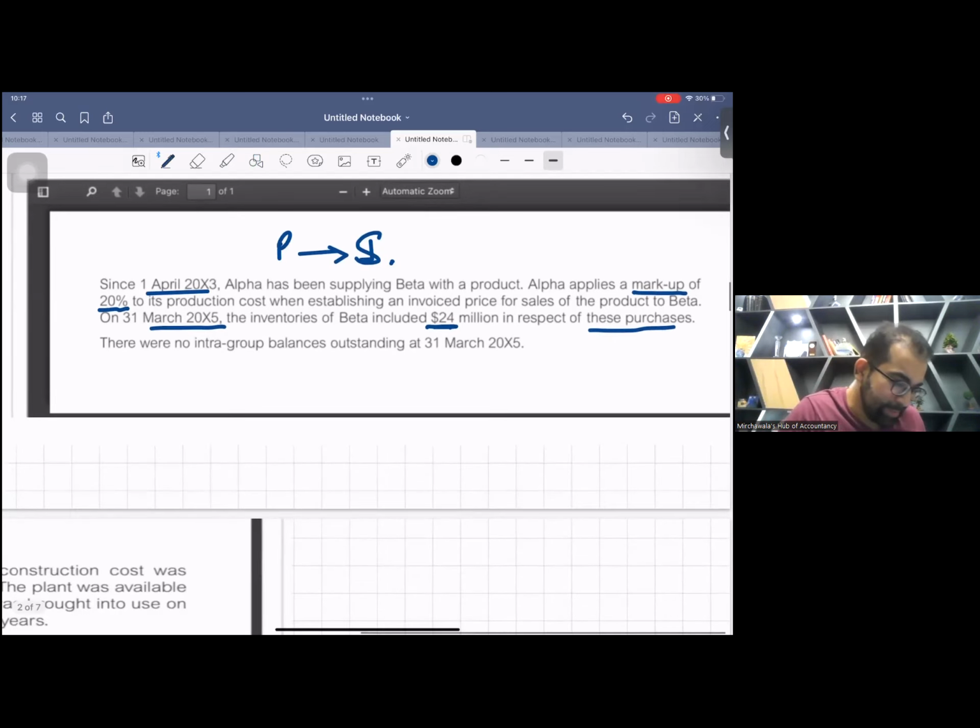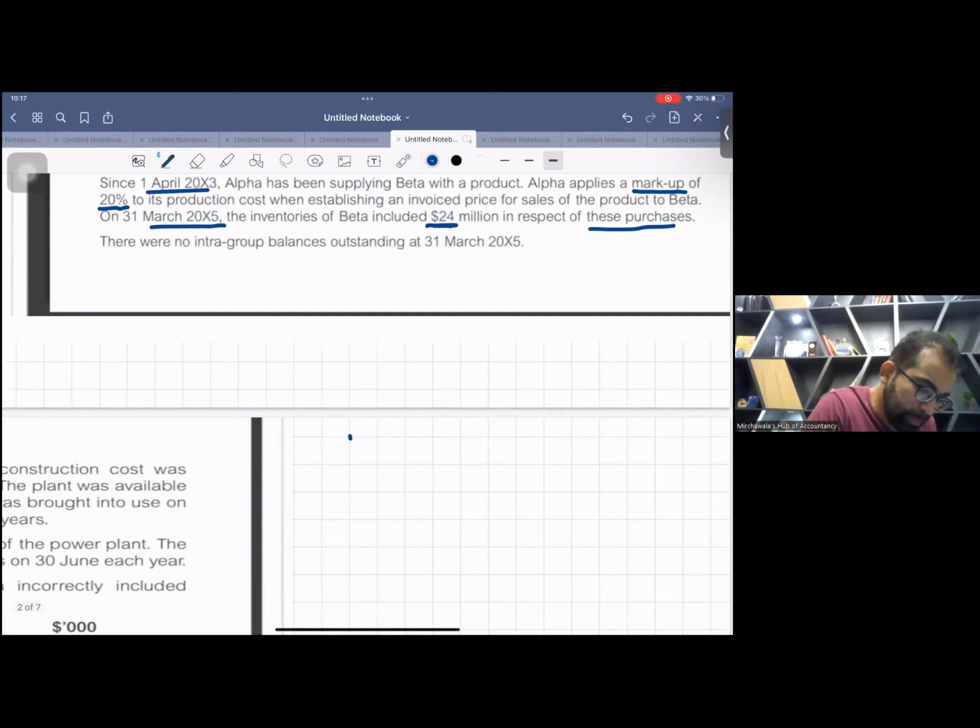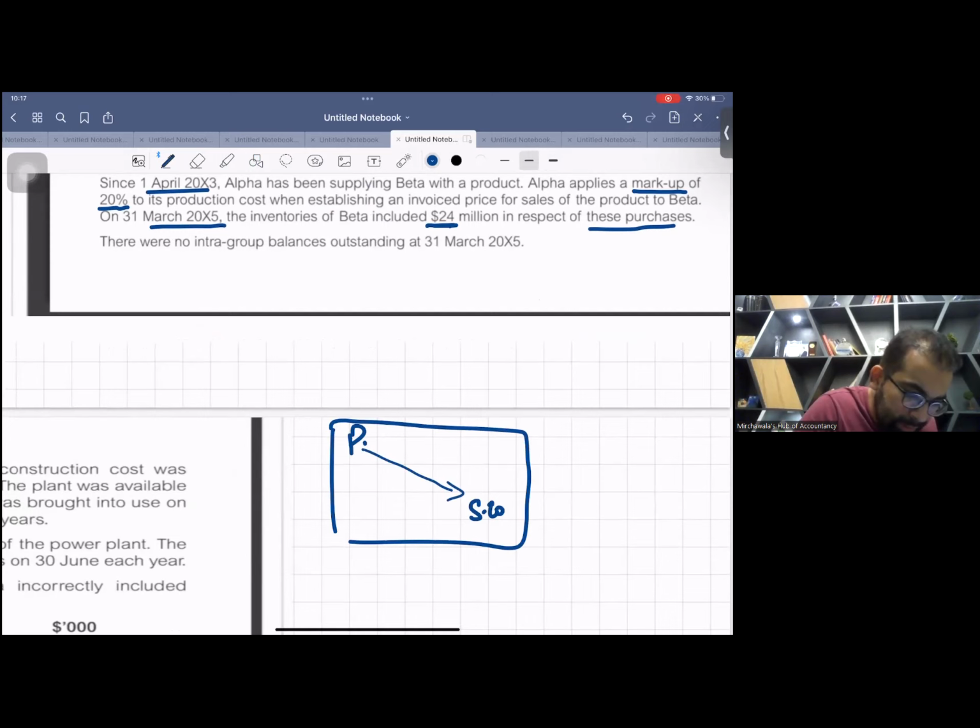On your request, see this. This is P. This is S company. So parent company sold goods to S company, but at the year end, S company has 24,000 of goods unsold. As these 24,000 goods are unsold, there is a URP in this inventory.